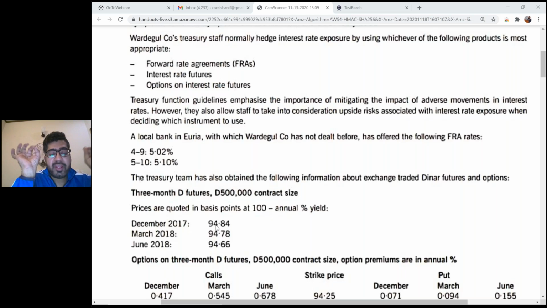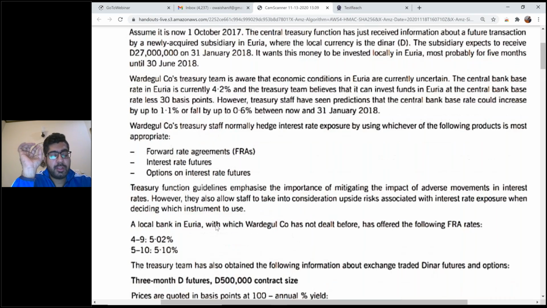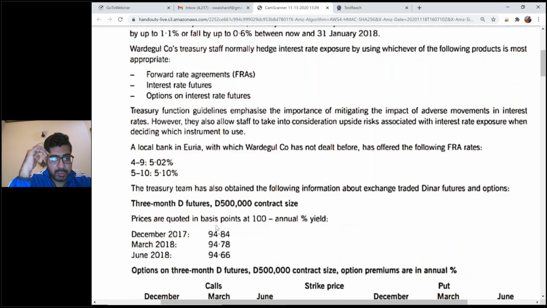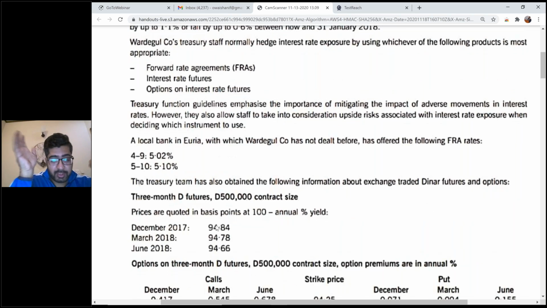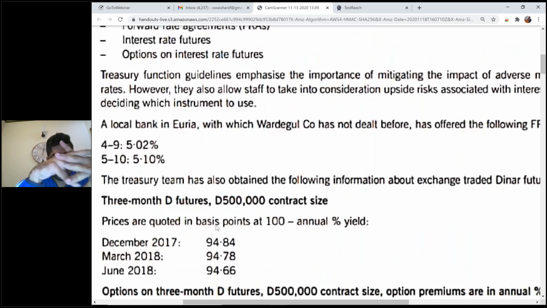Remember, you were borrowing or depositing on 31st Jan. It's spot minus LIBOR less futures price. You were borrowing on 31st January, so you would ideally want a future for 31st January. You want to borrow or deposit on 31st Jan, so you ideally want a future for 31st Jan.